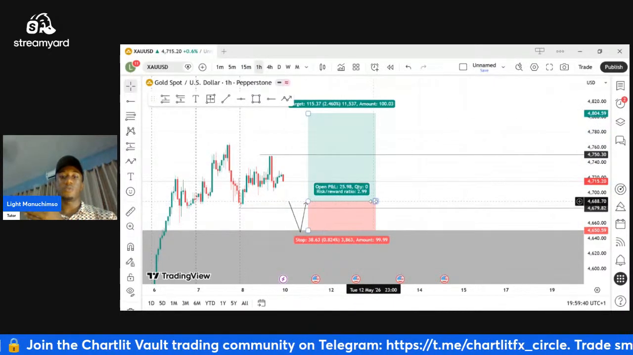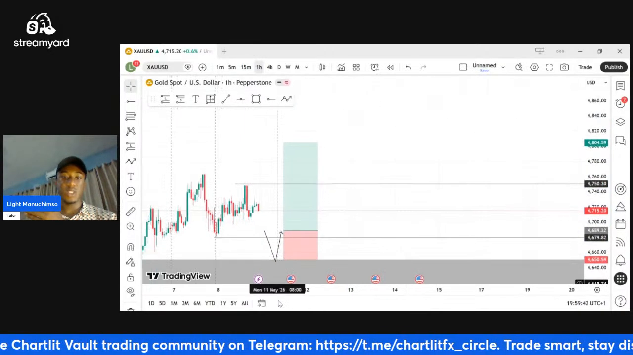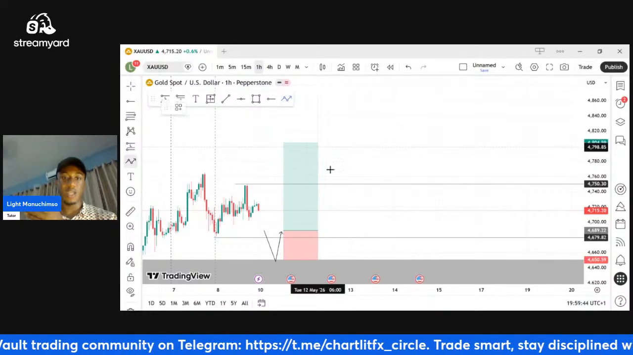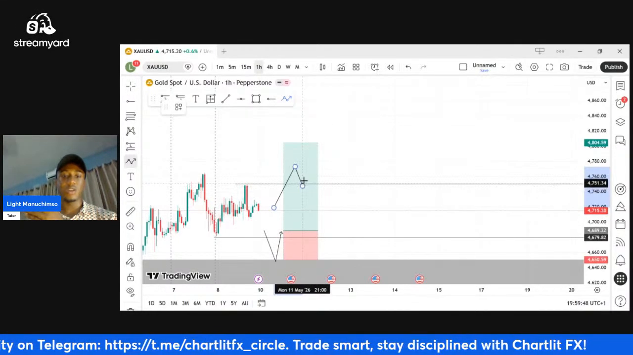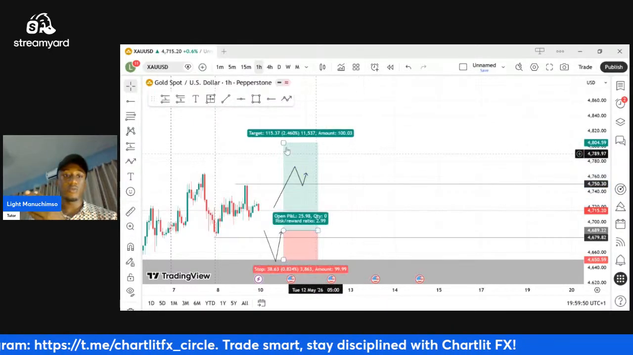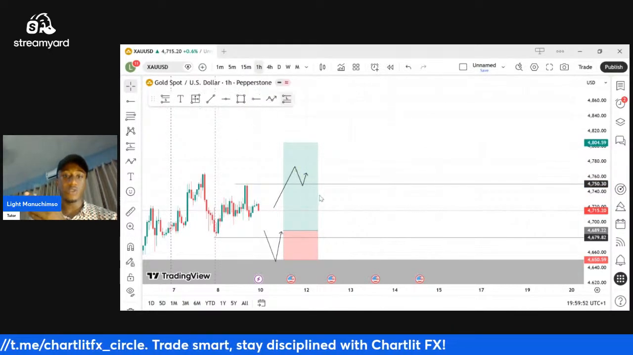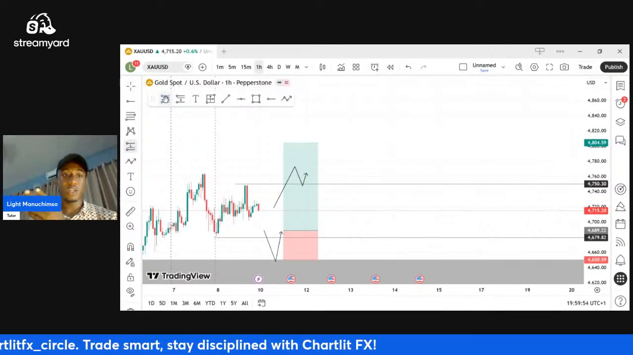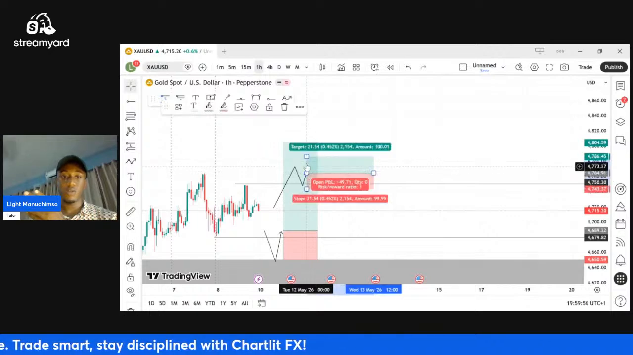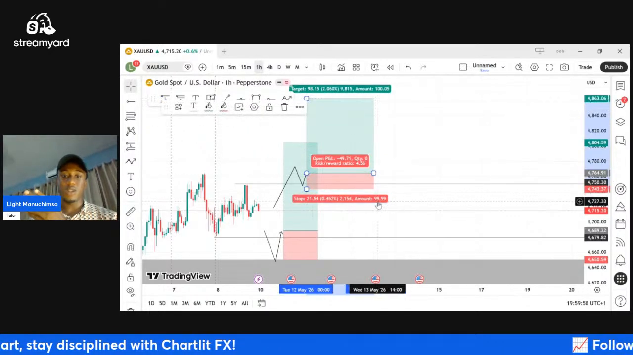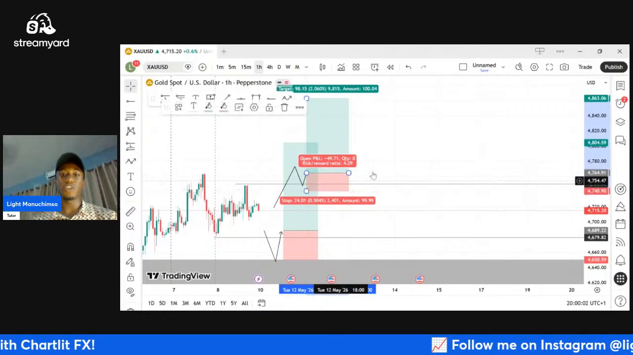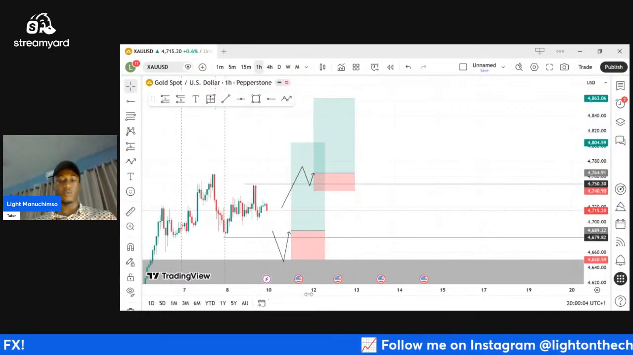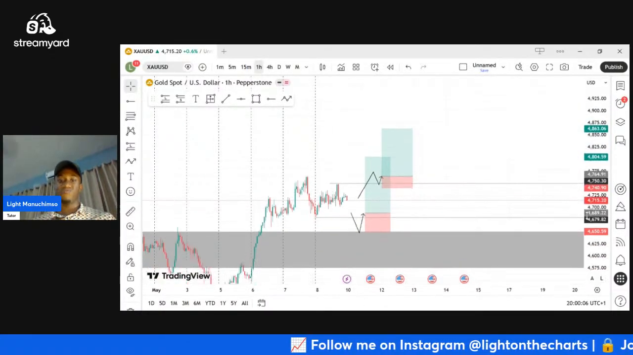If it still breaks above the previous day's high, maybe it gaps up and tests it, I'm going to be looking to buy as well. Told you guys, if it closes above the previous day's high, I'm buying. So this is my analysis: buys on gold. Tomorrow being Monday, I'm looking for longs. That's what I'm going to be looking out for.